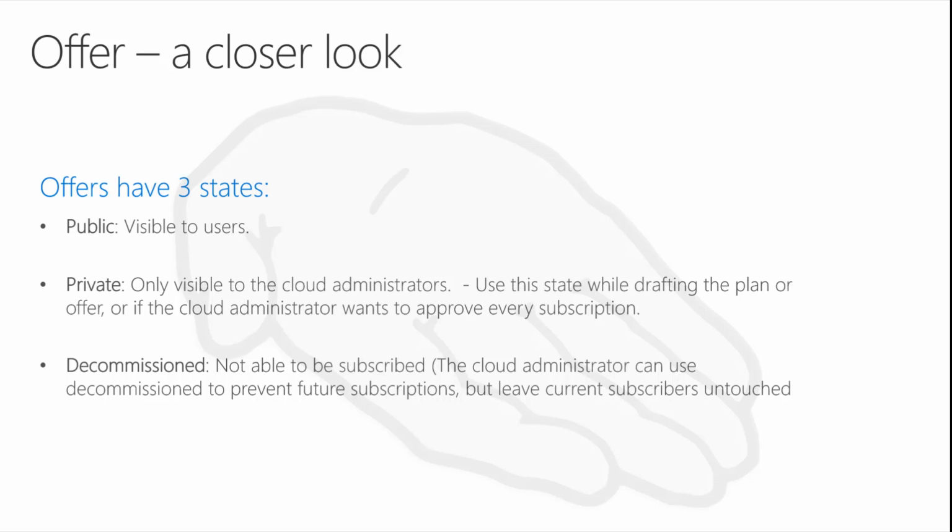Private are only visible to cloud administrators. So use this state when drafting the plan or offer, or if the cloud administrator wants to approve every subscription. And not only that, but it's another way to control who sees what and simply assign exactly what you've created an agreement for with those particular customers. So if I have a customer who has particular requirements and I'm going to set up an offer with special things in it that I don't want to offer to other people, I can then assign it to that user.